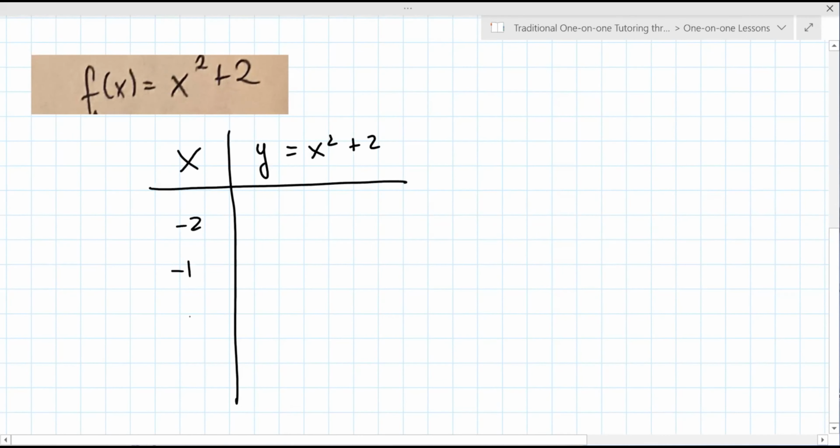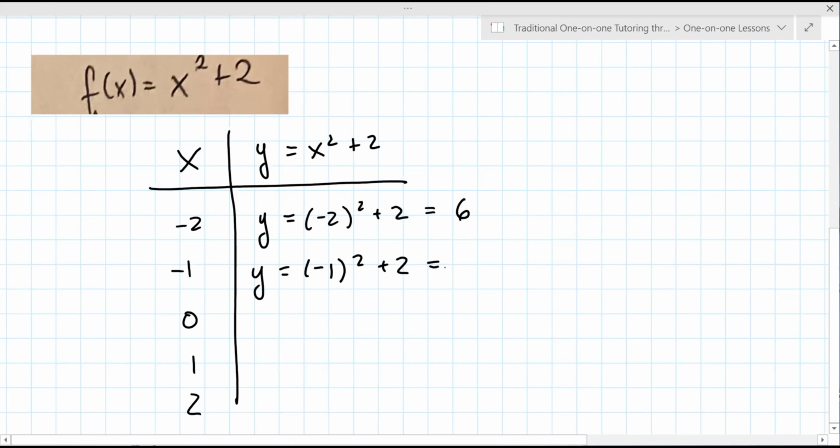So it's y equals, whenever you have a negative number, you always want to put it in parentheses. So it's (-2) squared. That's -2 times -2. What is that value? +4. +4 plus 2 is 6. And then the next one here is (-1) squared plus 2. Can you tell me that value, please? 3. And the next one here, zeros and positives, you don't have to put in parentheses. It's 2.